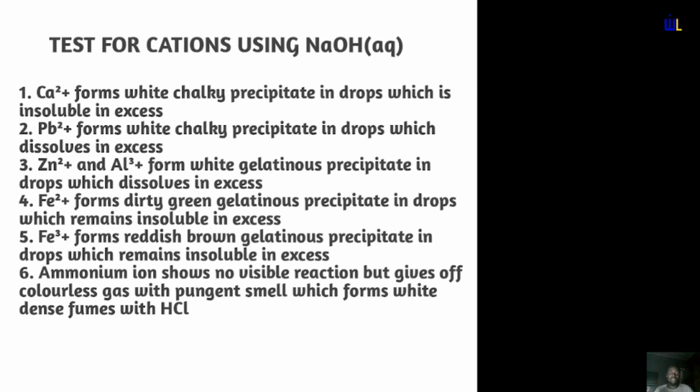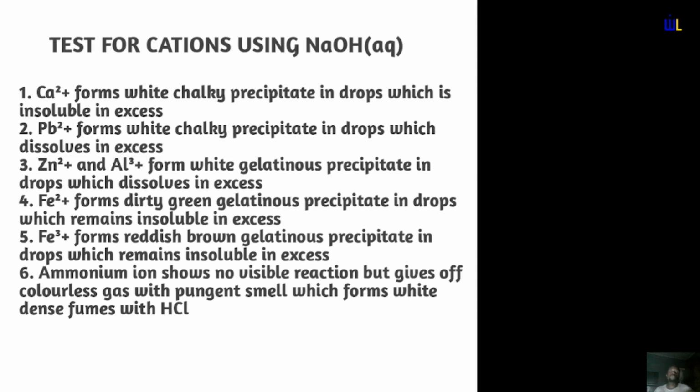Now, however, after you would not see that reaction, you would notice that a gas is going to be given off. One of the things that you are going to note is that as that gas is produced, it has a pungent smell. That gas is ammonia. So just have that in mind, that whenever an ammonium salt reacts with NaOH, the gas that is produced is ammonia, and it has a pungent smell.